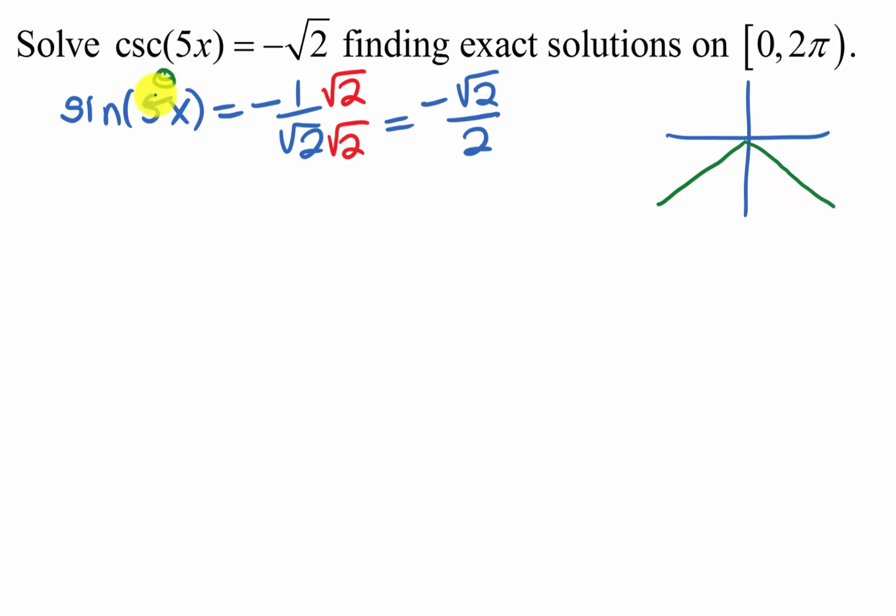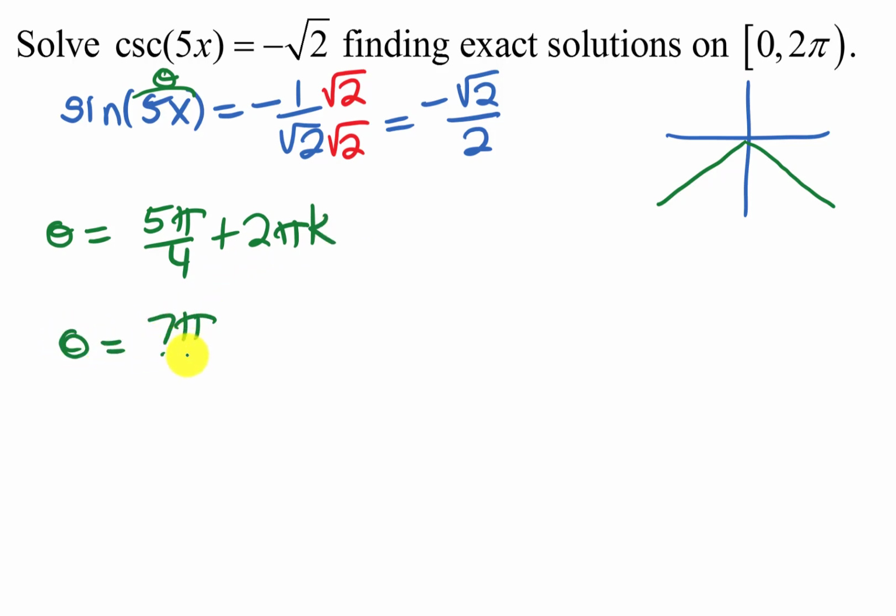So I'm going to think of this angle as theta for just a minute, and we found out that theta equaled in quadrant 3, that's 5 pi fourths, and to get all angles that would be plus 2 pi k, just loops around the circle there, right, getting all angles. And the other angle, the one in quadrant 4, is 7 pi fourths plus 2 pi k.